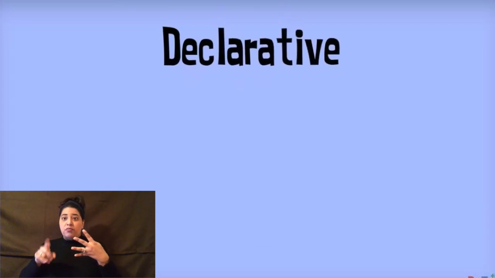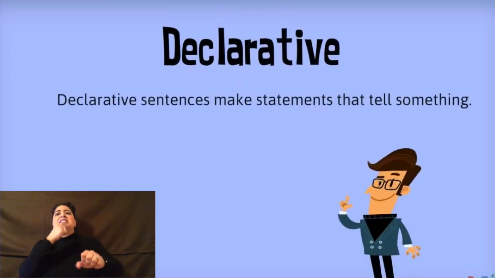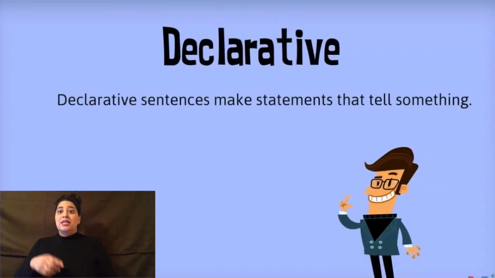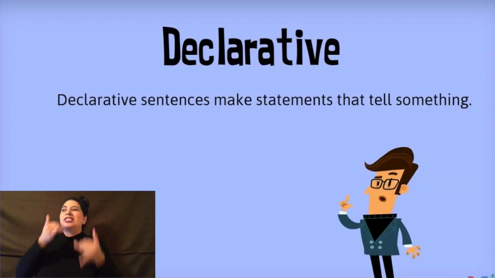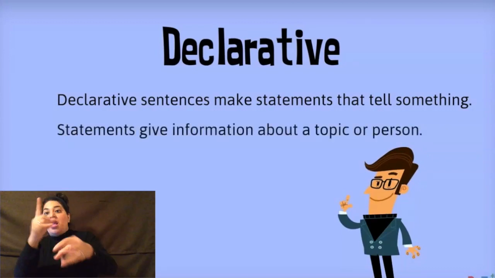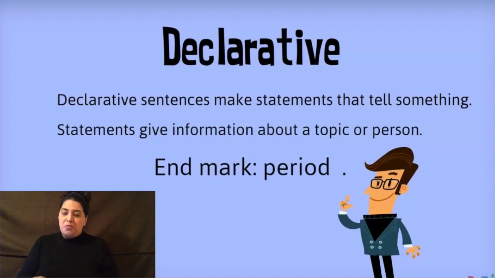Declarative sentences make a statement that tells something. Statements that tell something generally give us information about a topic or a person. Here are some examples of declarative sentences.